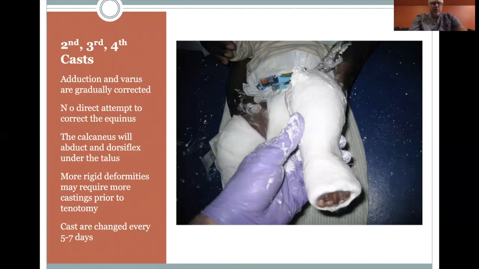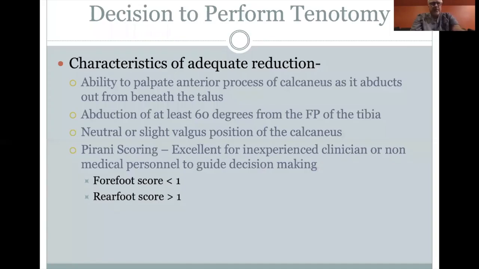More rigid deformities may require more than four or five casts. You may have to go up to 7 or 8. And then you change the cast about every 5 to 7 days.